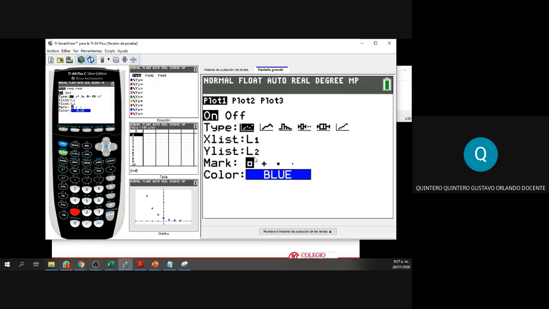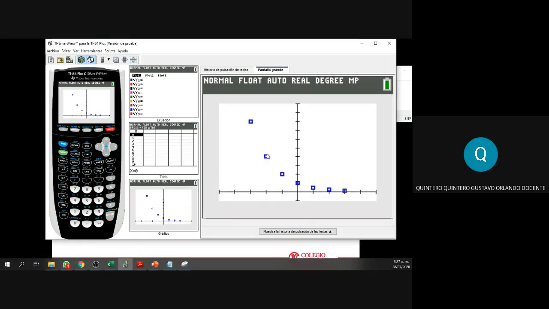All right, let's continue. So now that we have our X list as L1 and our Y list as list 2, we are good to go. We can skip here. All we have to do is press the graph button. Here, graph. And this is going to appear. The graph of the dots. Okay, we did it, guys.